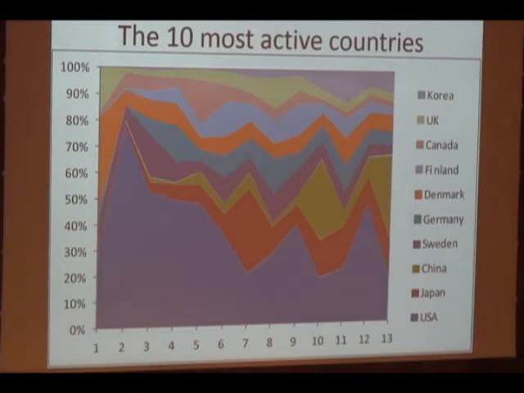The 10 most active countries, starting from the bottom, are the United States, and you see again the first conference is Copenhagen, and number 13 is Hong Kong. We have Japan, China, the green one. We have Sweden, Germany, Denmark, Finland, Canada, UK, and Korea. And if you add Japan, China, Korea, you see that Asia is taking over.